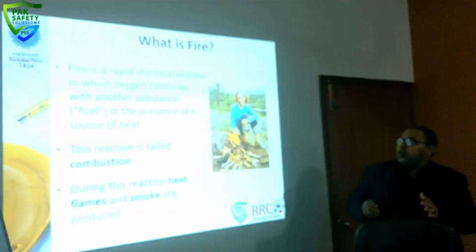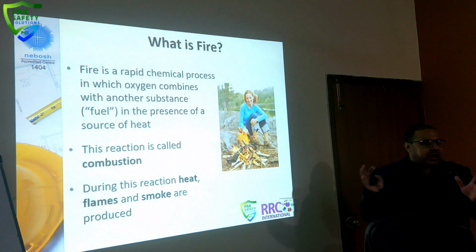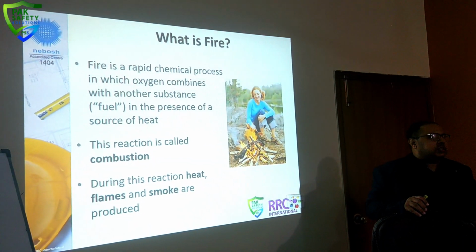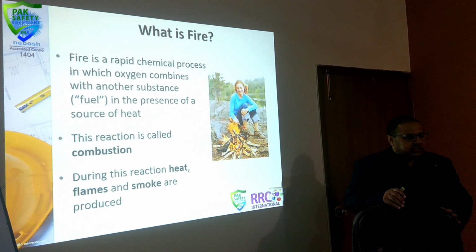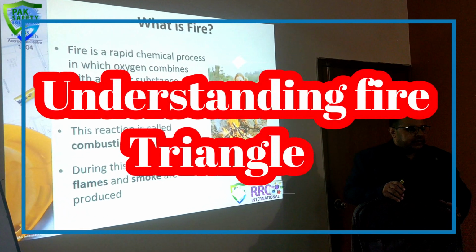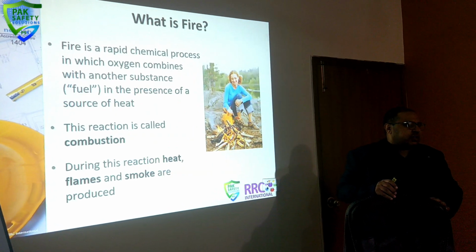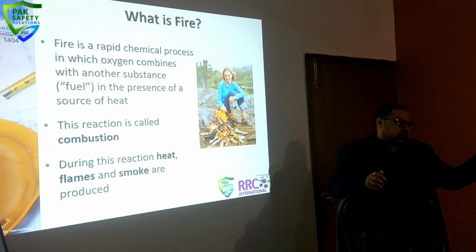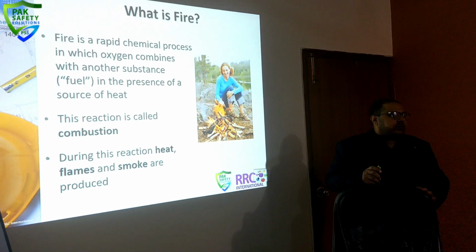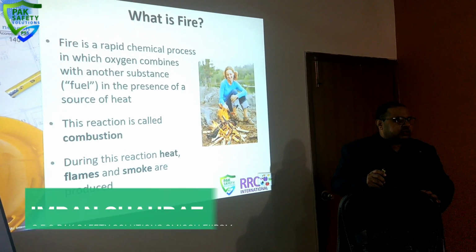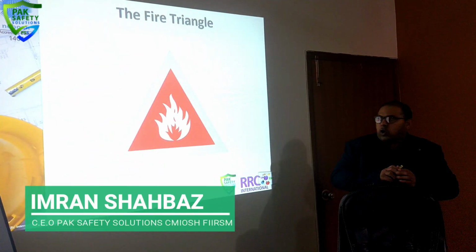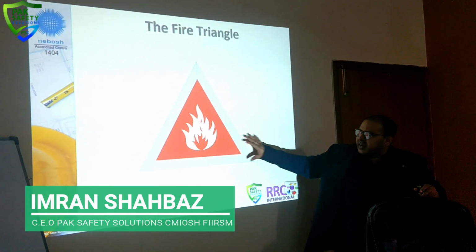When we discuss fire, fire is a rapid chemical process in which oxygen combines with other elements like fuel and a source of heat or ignition, and that starts a combustion reaction, which results in heat, flames, and smoke production. So that is what fire is. When we talk about fire, this is what the fire triangle is.